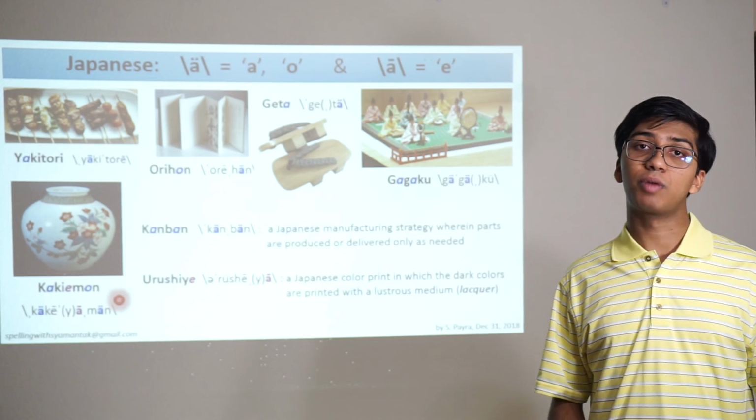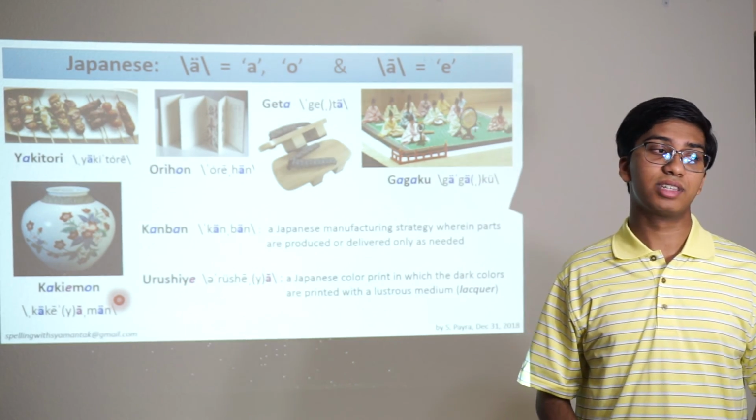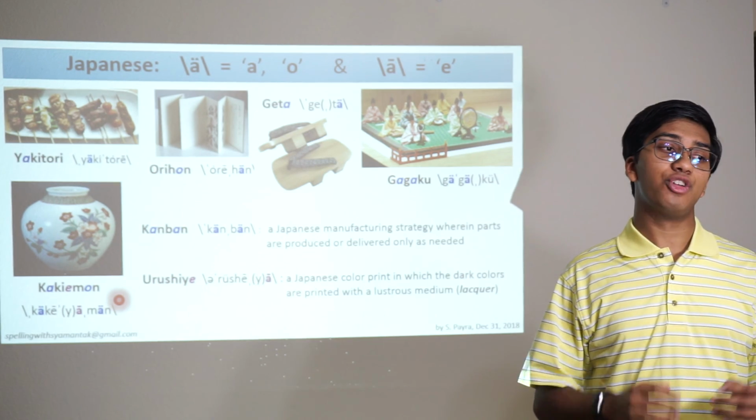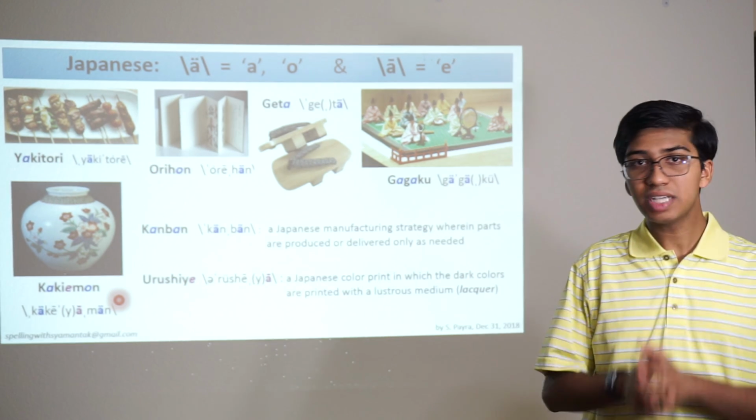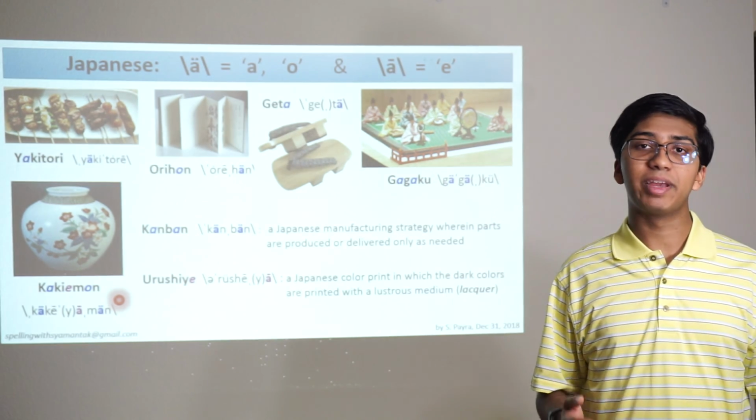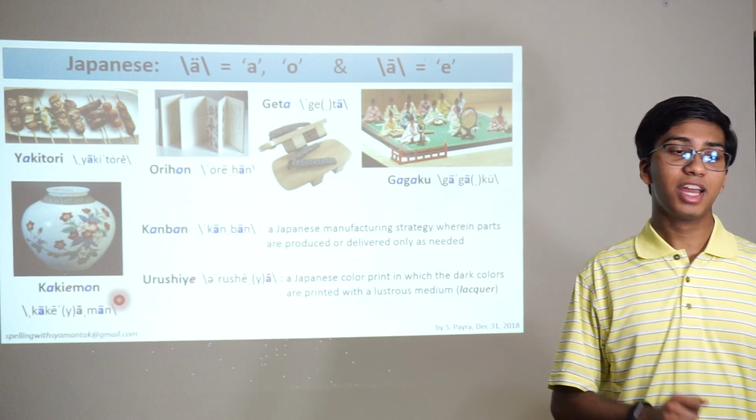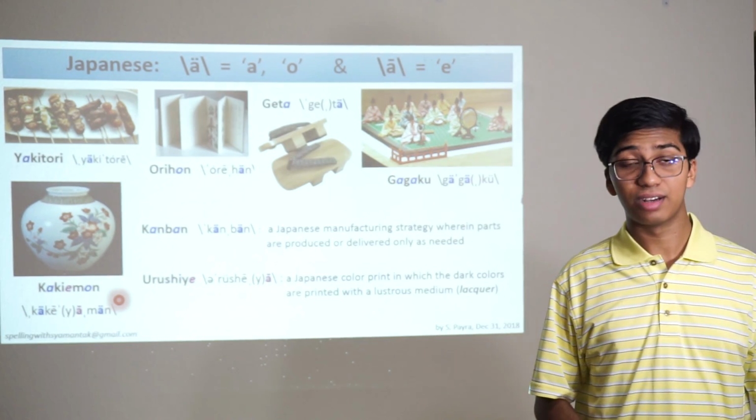But usually for the most part, Japanese has these consonant-vowel-consonant patterns like kanban and urushiye, where you just have simple clusters, nothing too overly complex. Don't try to make Japanese consonant clusters be like how they are in, for example, German. You won't see those large clusters here.